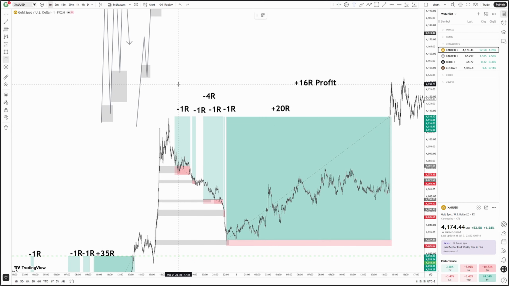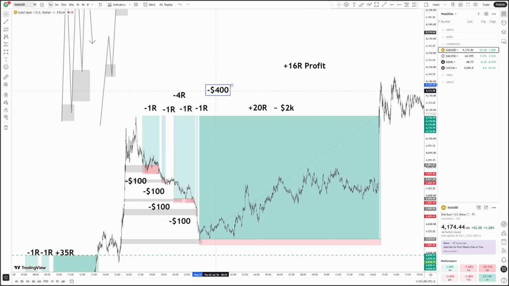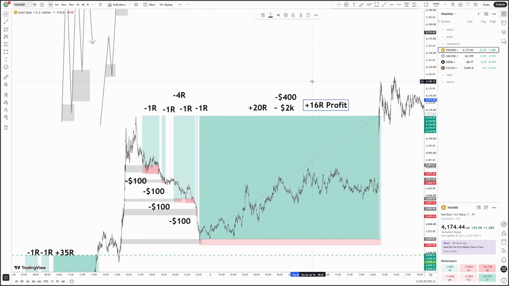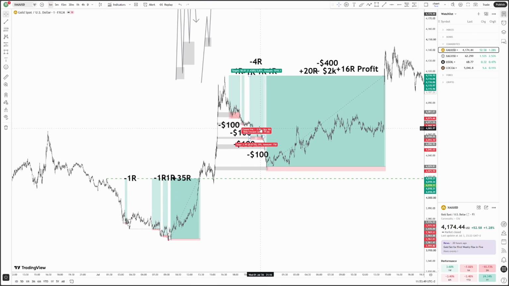All right, let's break this down. You are risking 1%, $100 on a 10K account. So your risk per trade is $100. Your total drawdown is going to be $400. And then right there, you make 20 risk units, which is 20 times your risk, or in this case, 2 grand. Now you subtract the drawdown from the total win, and you end up with a 16 unit of risk profit, or $1,600 roughly.